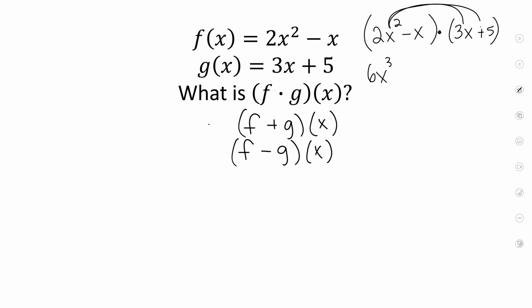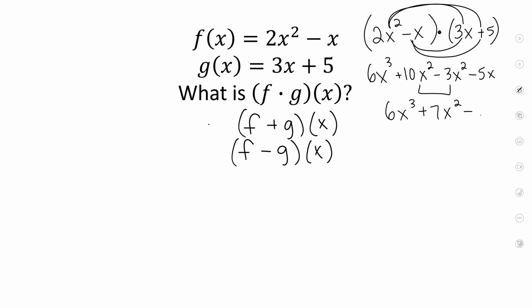2x squared times 5 is 10x squared. Next, negative x times 3x is negative 3x squared. Negative x times 5 is negative 5x. Now you're going to combine the middle term, and you should have gotten 6x cubed plus 7x squared minus 5x. That is the multiplication one.